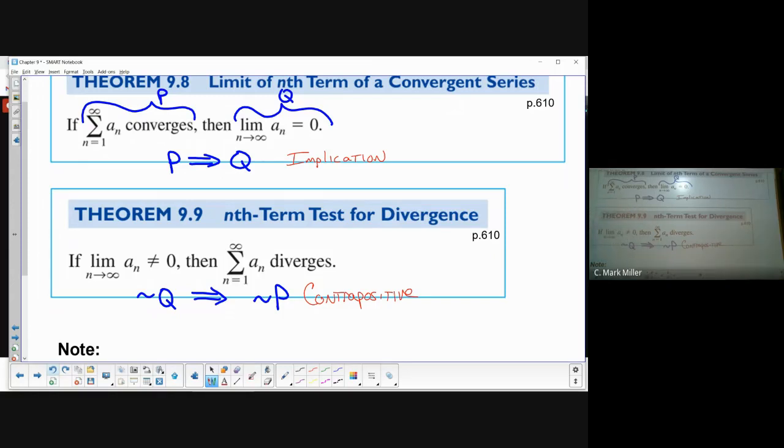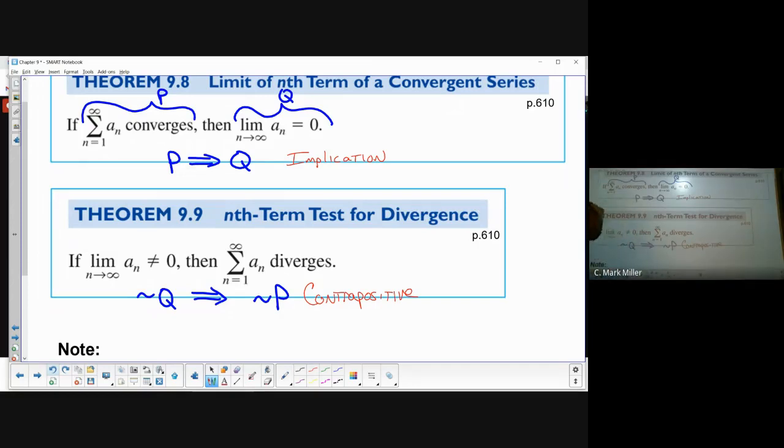So when you negate the conclusion of P implies Q, you negate the conclusion, the pin didn't fall, that implies I didn't let go of it. Those two are logically the same. So these two are the same theorem. I belabored that too much.